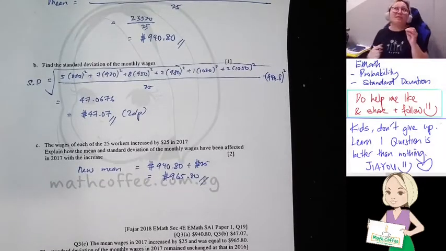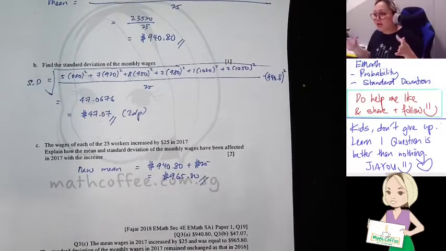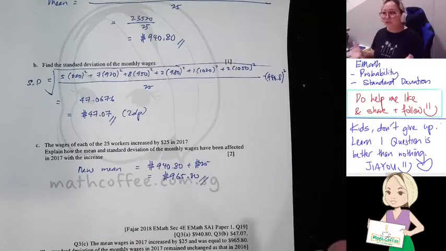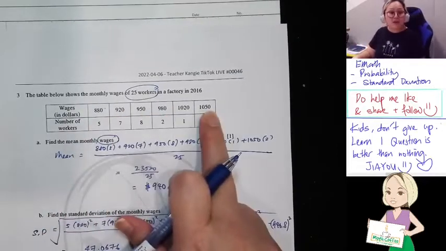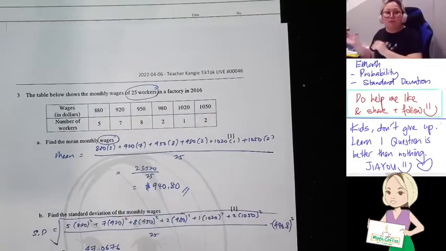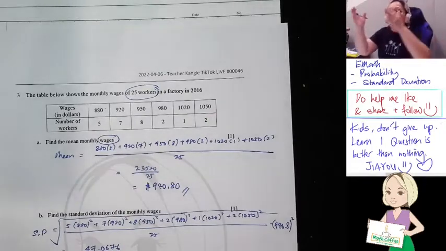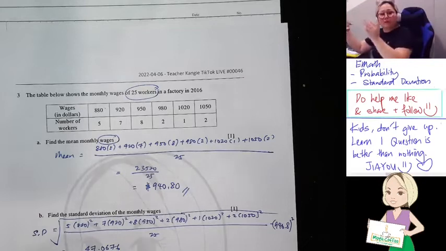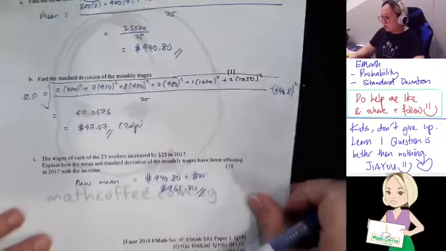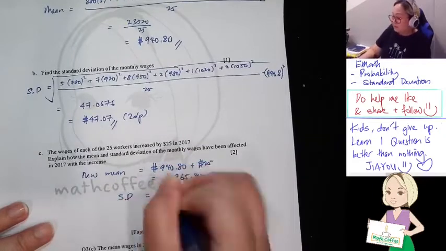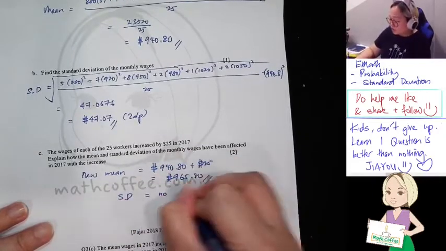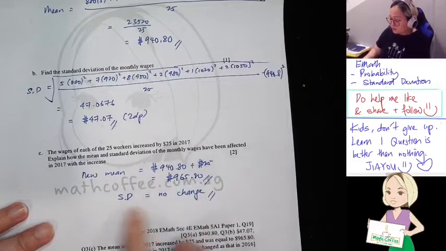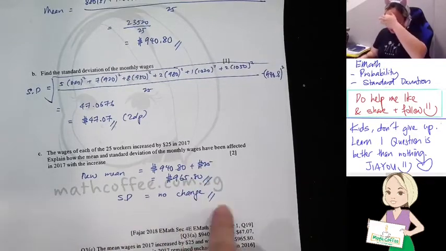Remember just now I mentioned that standard deviation is how consistent your data is. So imagine everyone is like 880, 920, right? And after that, everyone adds 25. So actually, all the data are shifted by 25, but the consistency is still the same, because everyone adds 25. So the standard deviation I don't have to calculate because there is no change. Standard deviation, no change.